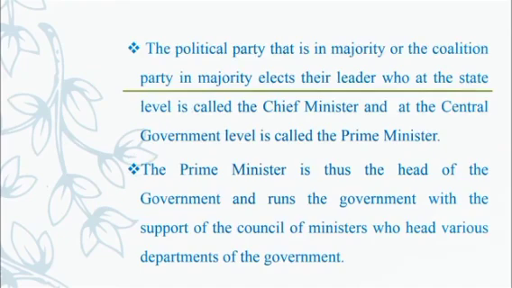Then the political party that is in majority or the coalition party in majority elects their leader, who at the state level is called the chief minister and at the central government level is called the prime minister. The prime minister is thus the head of the government and runs the government with the support of the council of ministers who head various departments of the government.